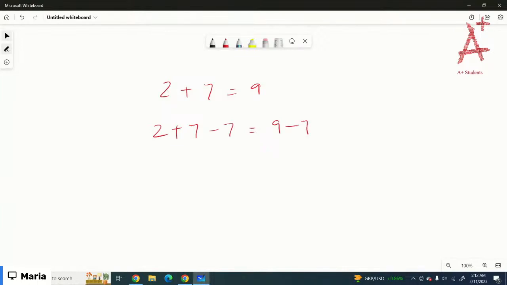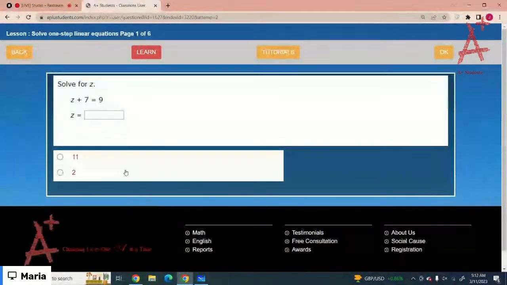Got it? So 7 minus 7 is 0. You're left with z here. And 9 minus 7 is 2. That means the value of z equals 2. Got it? So the correct option is z equals 2. Just select the correct option, then click on the OK button.